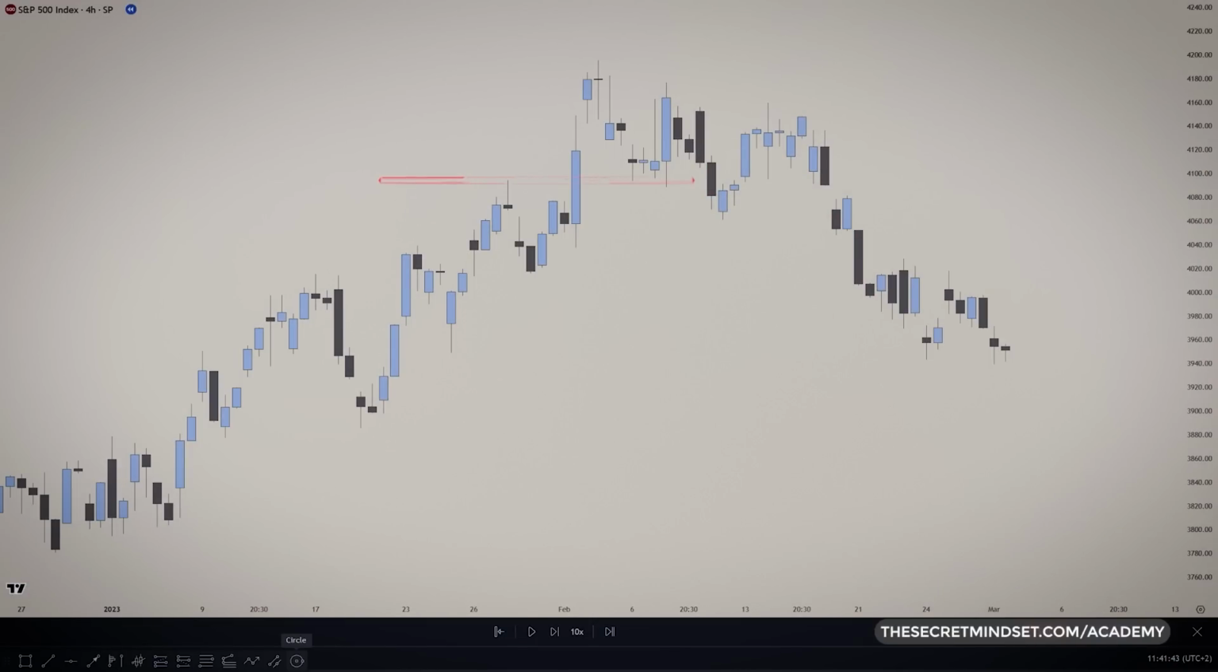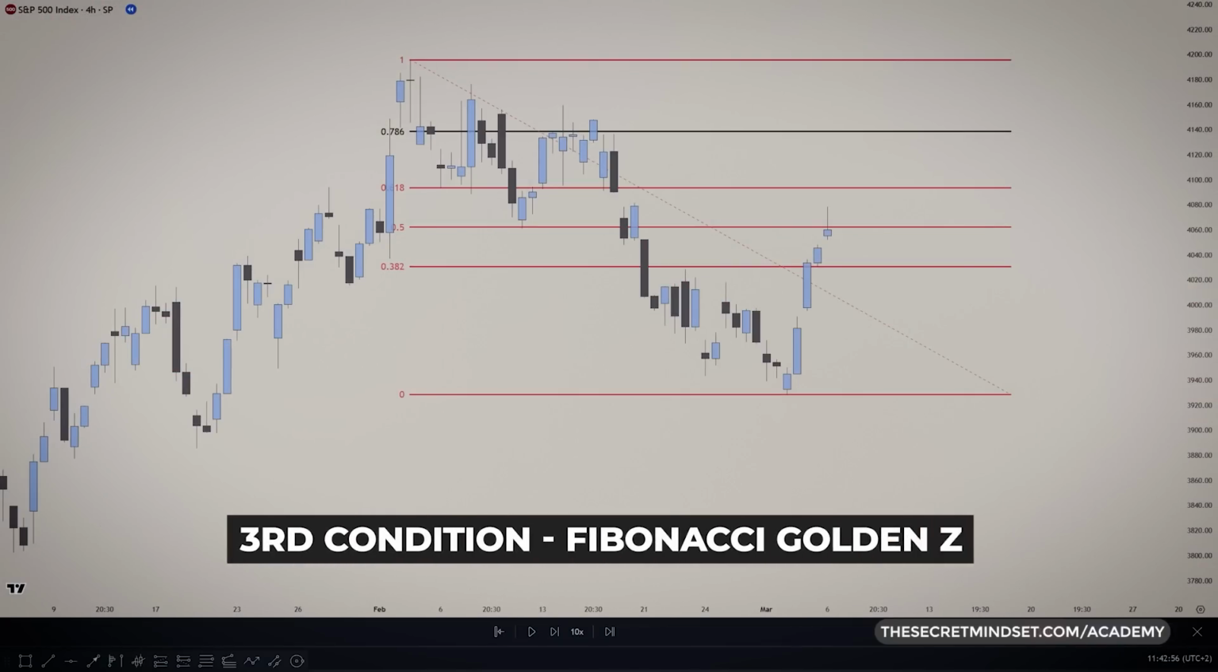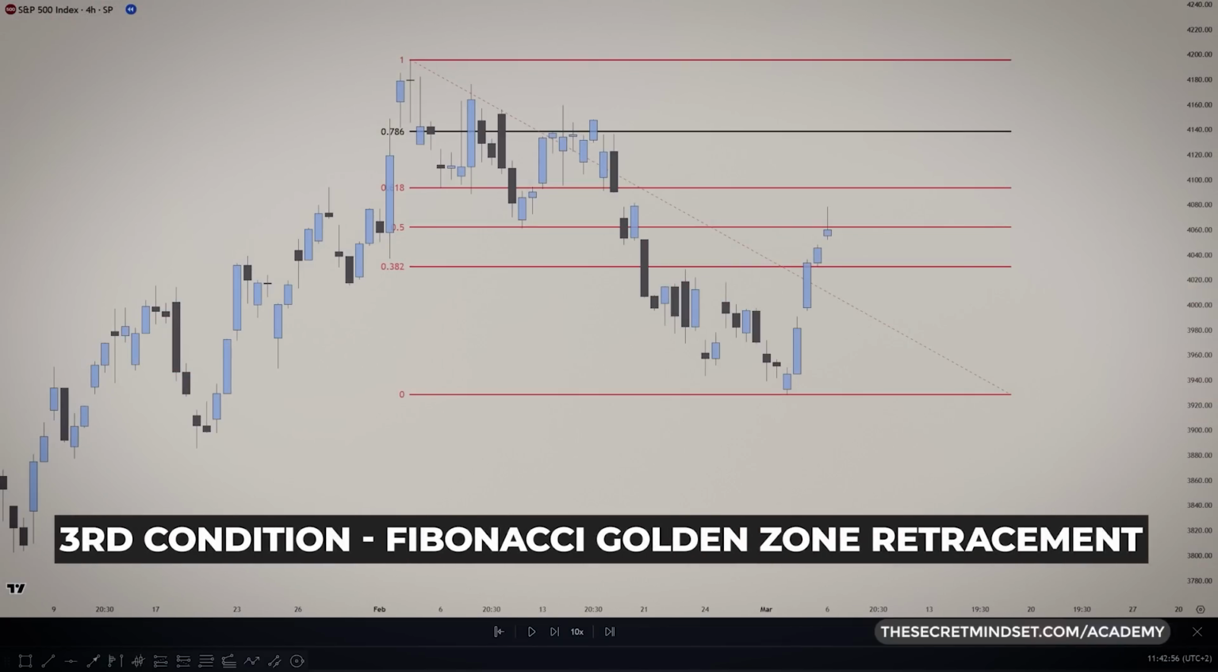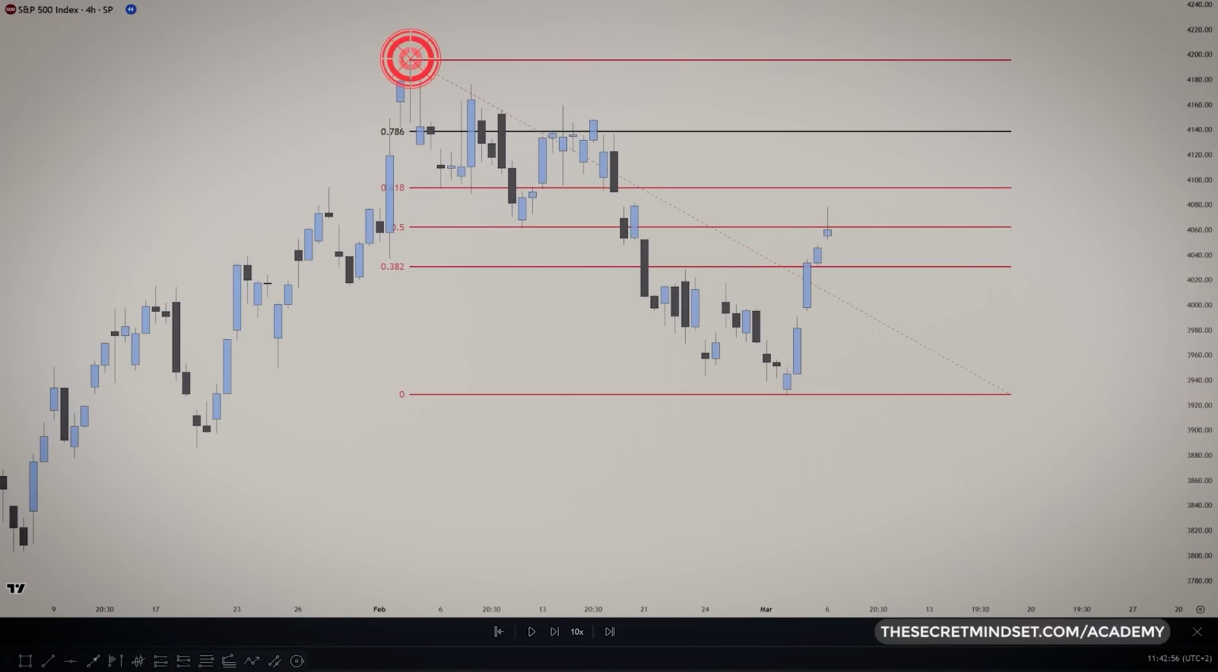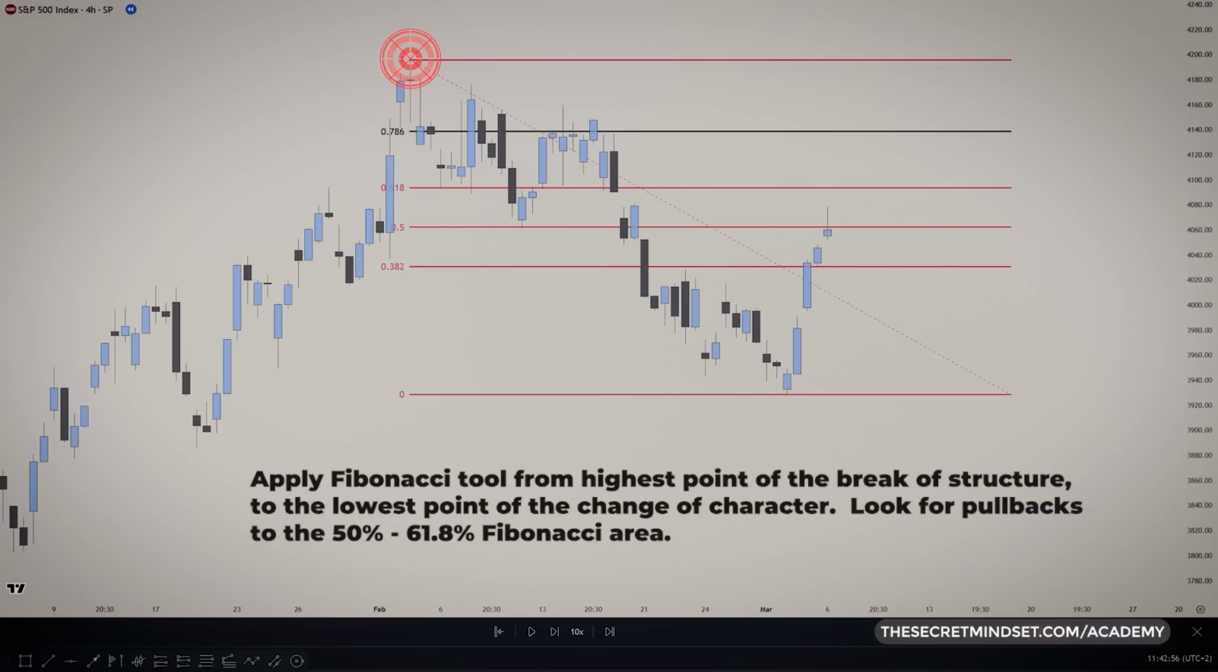So to recap, first condition is a break of structure, which means the market structure keeps going in the same direction. The second condition is a change of character, which means price might be changing direction. After you find these 2 patterns, now I want you to take the Fibonacci tool and apply it from the highest point of the break of structure to the lowest point of the change of character. We're interested in pullbacks to the 50%, 61% Fibonacci area.